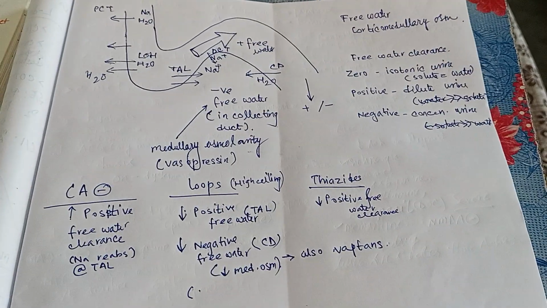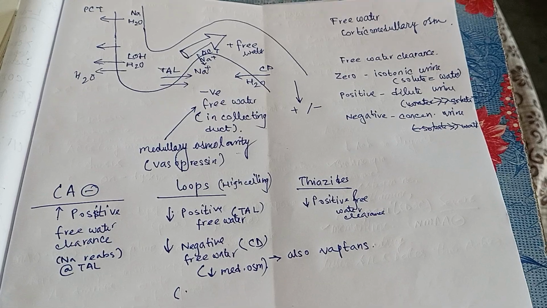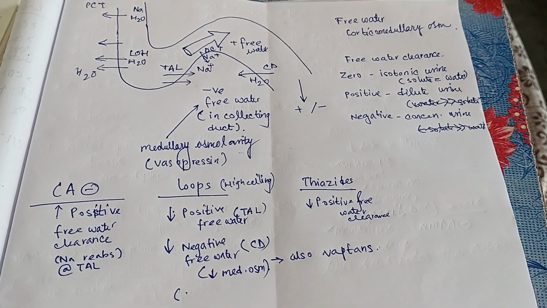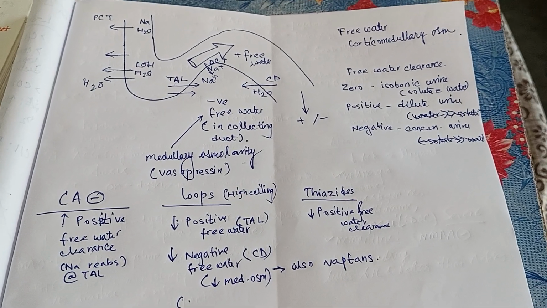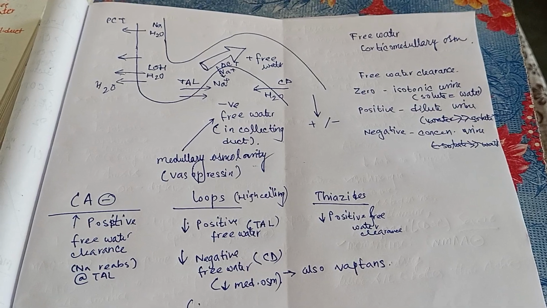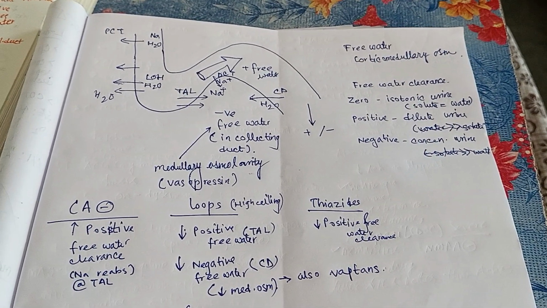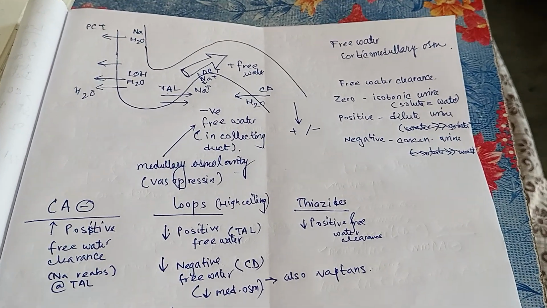So the concept of free water clearance is very simple. You have to understand what free water is. Free water is actually solute-free water. Usually, whenever we are applying, suppose, loop diuretics or anything, it is sodium that is drawing all the water with it. But free water is something without this sodium, that is remaining in excess of this sodium or other solutes.